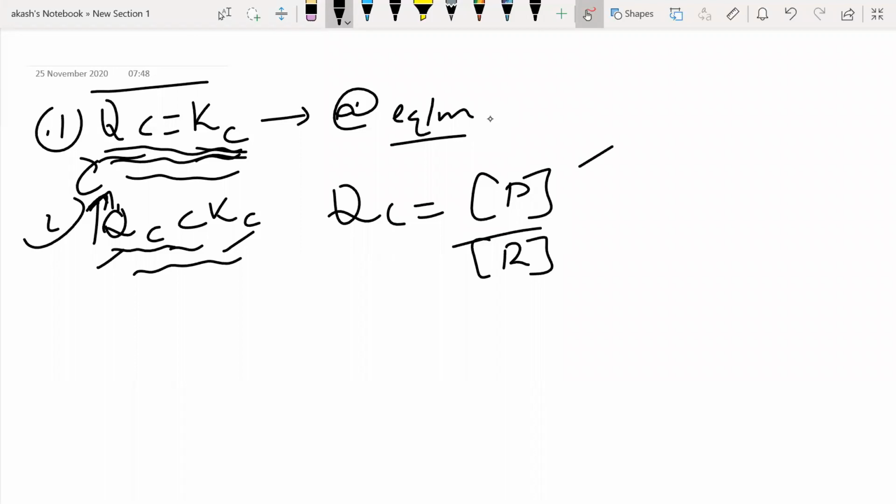Obviously, the QC value has to be increased so that it becomes equal to Kc, right? Now, if you come back here and check, how will I be able to increase the value of QC? Obviously, the numerator has to be increased, and the denominator has to be decreased. Or in other words, in the numerator I have my products, and in the denominator I have the reactants. So the product concentration has to be increased and the reactant concentration has to be decreased, so that the QC value increases.